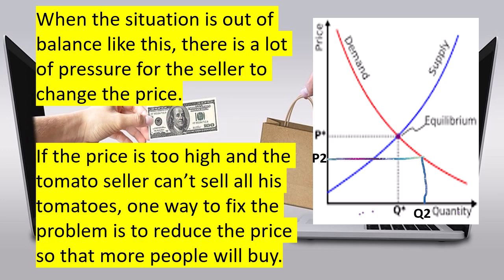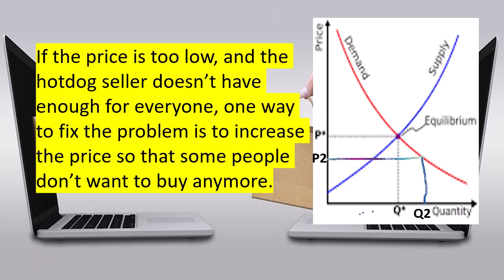When the situation is out of balance like this, there's a lot of pressure for the seller to change the price. If the price is too high and the tomato seller can't sell all his tomatoes, one way to fix the problem is to reduce the price so more people will buy. If the price is too low and the hot dog seller doesn't have enough for everyone, one way to fix the problem is to increase the price so that some people don't want to buy anymore.